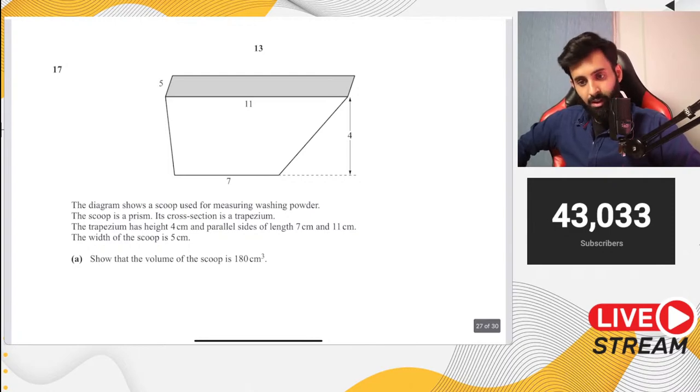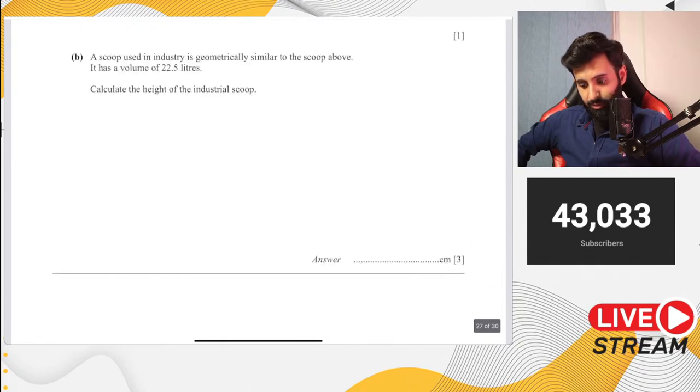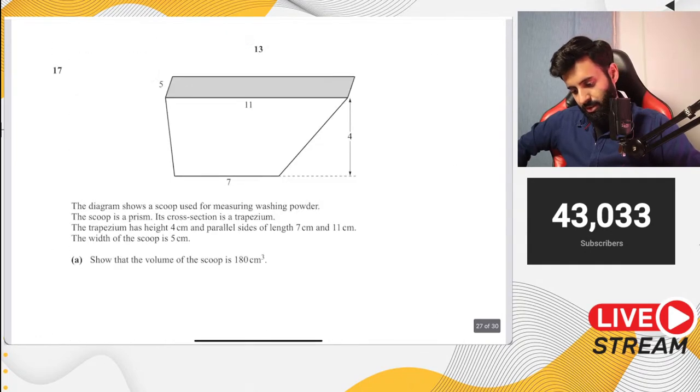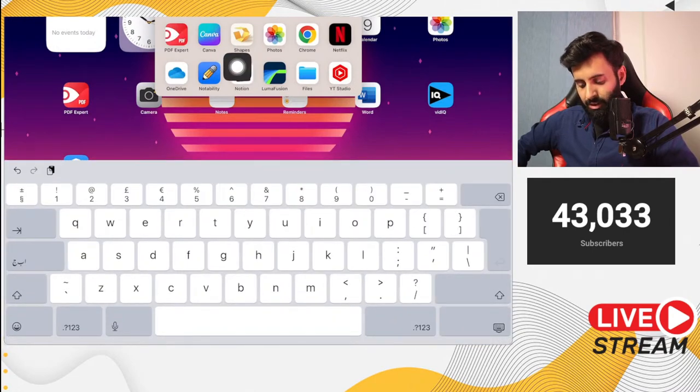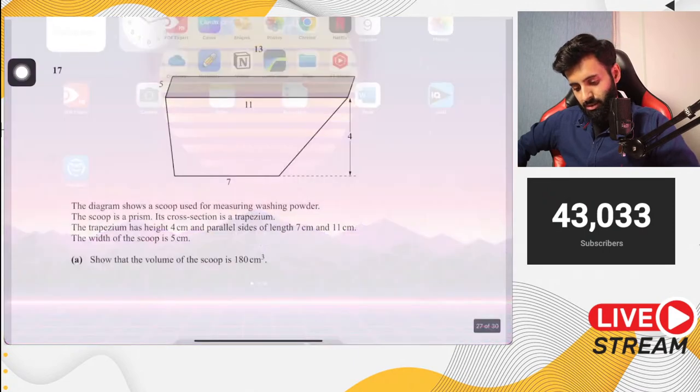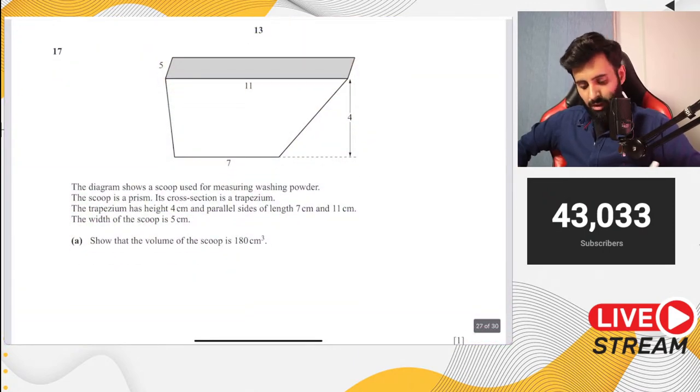It's called Shapes, Vita. It's called Shapes right here. I don't know if it's available on Android, but on iOS, definitely. It's Shapes again. Show that the volume of the scoop is 180.